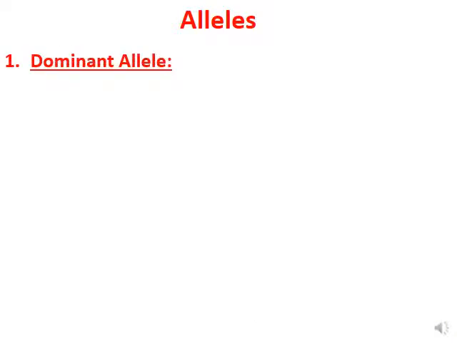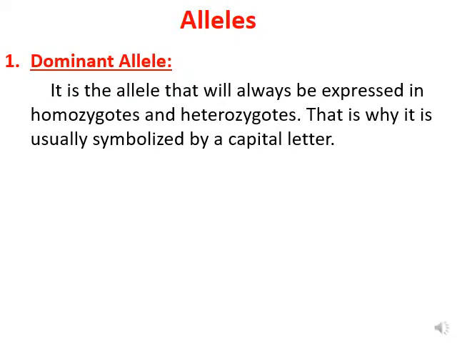Moving to the alleles. Among the alleles, we have some alleles that are stronger, so they are called the dominant allele. This is the strong allele. The strong allele is called the dominant, the one that dominates. That is the strong one. It can be expressed in both homozygous or heterozygous. That's why usually it's symbolized by the capital letter. From now on, this is the definition of the dominant allele.